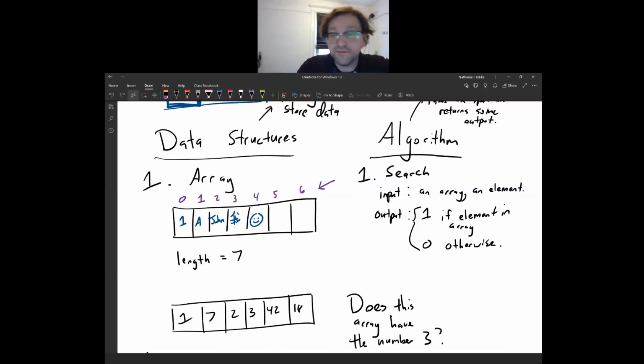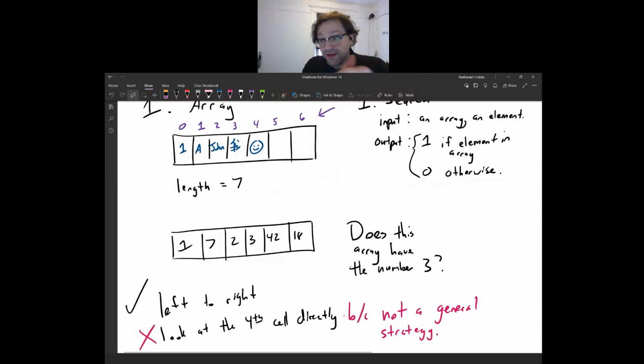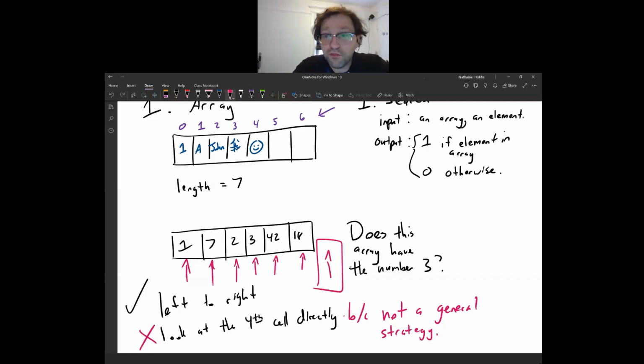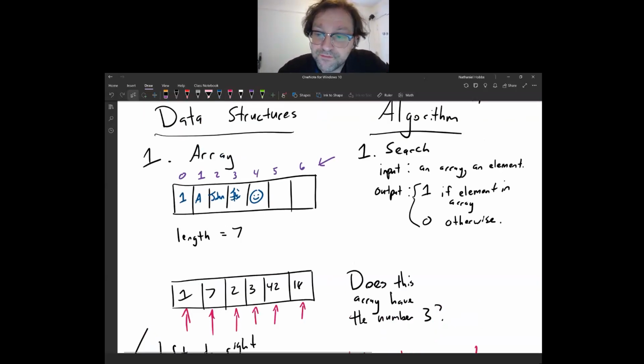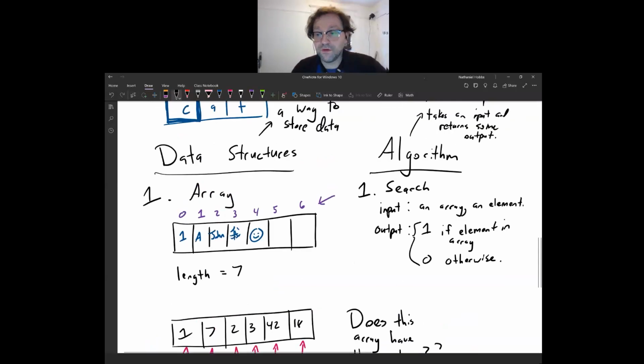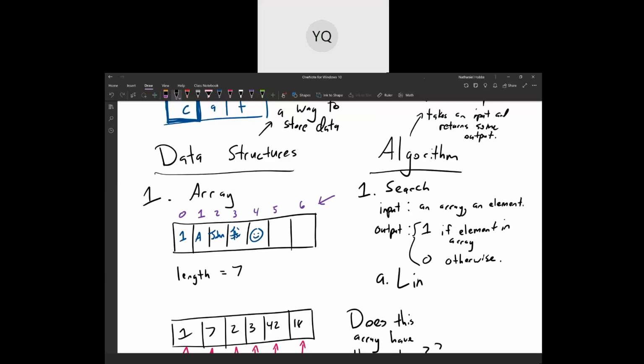So this left to right does fit the bill. You start at the beginning, you look to see if that's it. If not, you move 1 to the right, check to see if that's it. If not, you keep moving 1 to the right, 1 to the right, 1 to the right. And if you reach the end of the list and you haven't found it, then you can return no. Okay? So this is called a linear search.